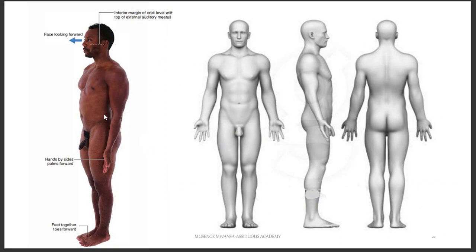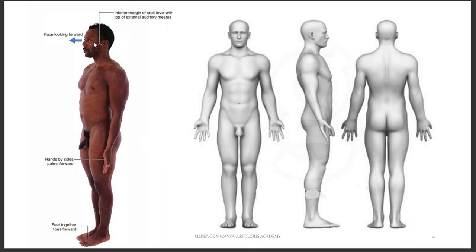So this is what we call the anatomical position. You can see the way this person is standing. Look at the different parts. I want you to pay particular attention. Starting from the head, he is looking forward straight. You are not looking down, you are not looking up, as though you are looking at something that is very, very far from you. You are looking at something that is distant. The inferior margin of the orbit is the eye socket, where the eye is going to be found.